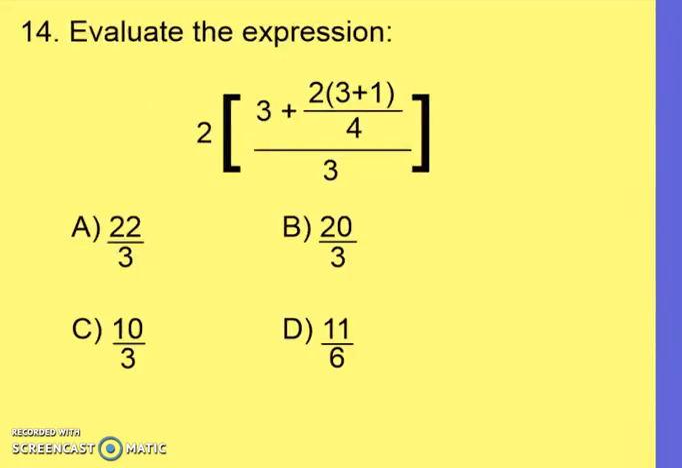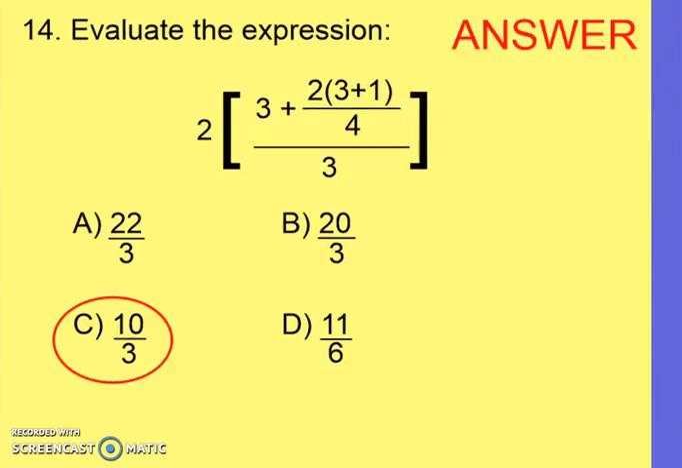Number 14. And there is our answer. All right, so remember we were talking about PEMDAS, GEMDAS, whatever your teacher says. But so we want to do grouping symbols first, which would be these brackets. But within the brackets, there's a lot happening. So let's look at the numerator first. So within the numerator, I've got 3 plus, and then this large fraction. Within this large fraction, we've got the parentheses here. So that's where we're going to start.